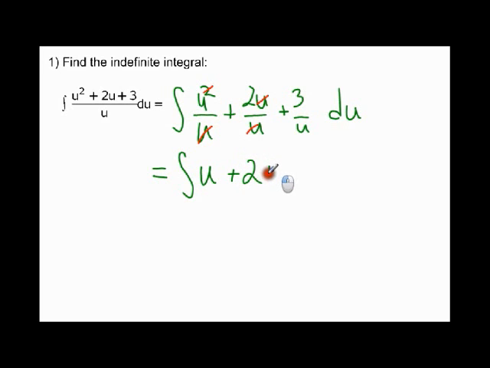2, and then I have the integral of 3 over u, which I can write as 3 times 1 over u. Okay, and now we can go ahead and take the integral, right?